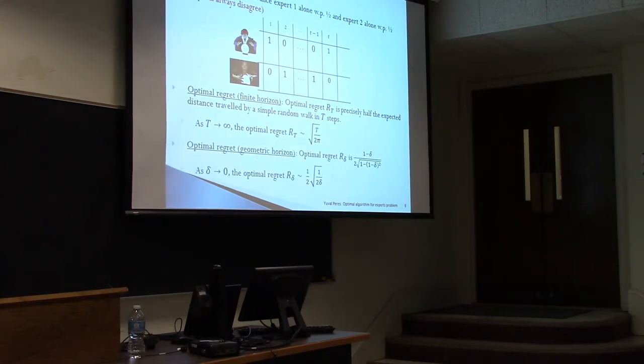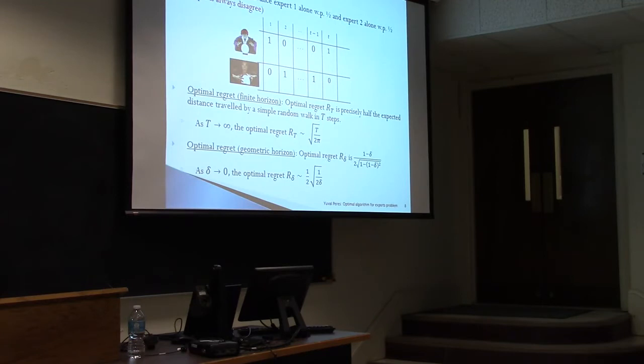Now we're going to focus on the case of geometric horizon, but because of the randomness of the horizon, you can't just replace this t by 1 over delta, which is the expected stopping time. You really have to average the root t, and that turns out to cancel the pi. And so what you end up getting is that the optimal regret, as delta goes to 0, scales like 1/2 times root of 1 over 2 delta. And this is the exact formula.